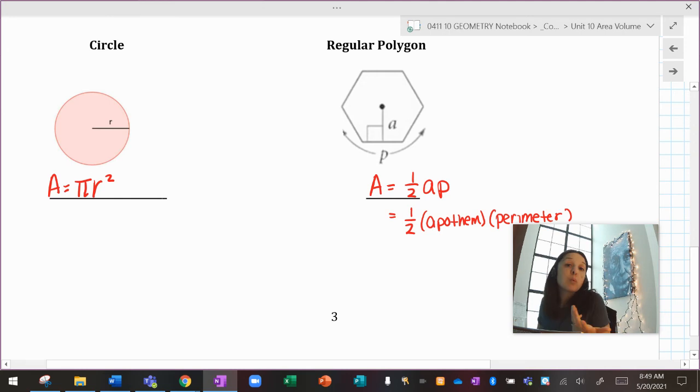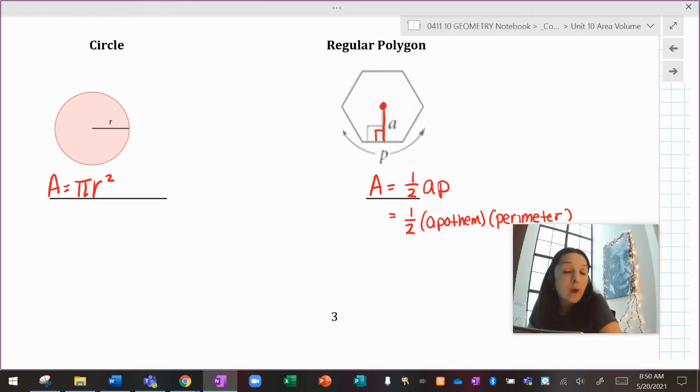What? Well, number one, what the heck's an apothem? Not an opossum, apothem. It's a fun word to say. Think of the apothem almost kind of like the radius of a regular polygon, but it goes from the center perpendicular to one of the sides, not to a vertex. It goes to a side and it's perpendicular to that side.